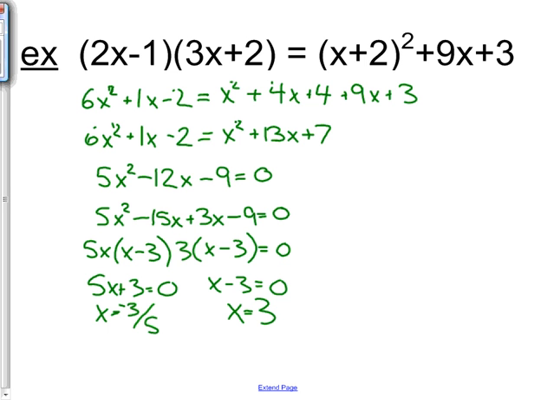Totally nailed it. Good job. Any questions on this? We've just multiplied everything out, made one side equal to 0, and went on and factored it.